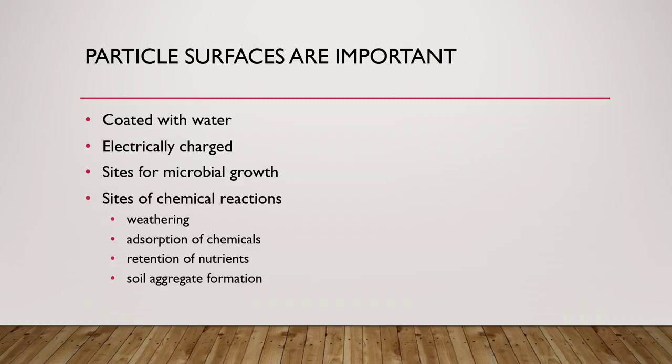So particle surfaces are important. They might be coated with water. They could be electrically charged. There should be sites for microbial growth. There are also sites of chemical reactions that happen with weathering. Adsorption of chemicals means that it's attaching itself to the soil. Retention of nutrients and soil aggregate formation are really important for good drainage and actually much healthier for root growth.